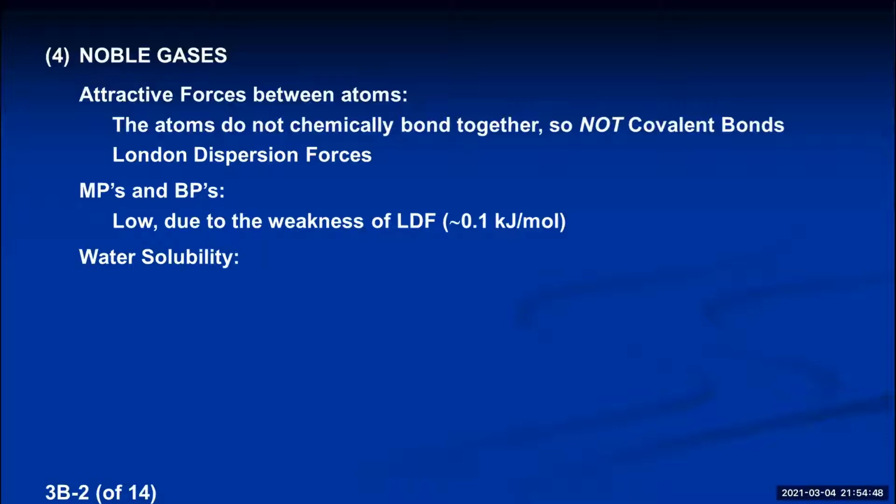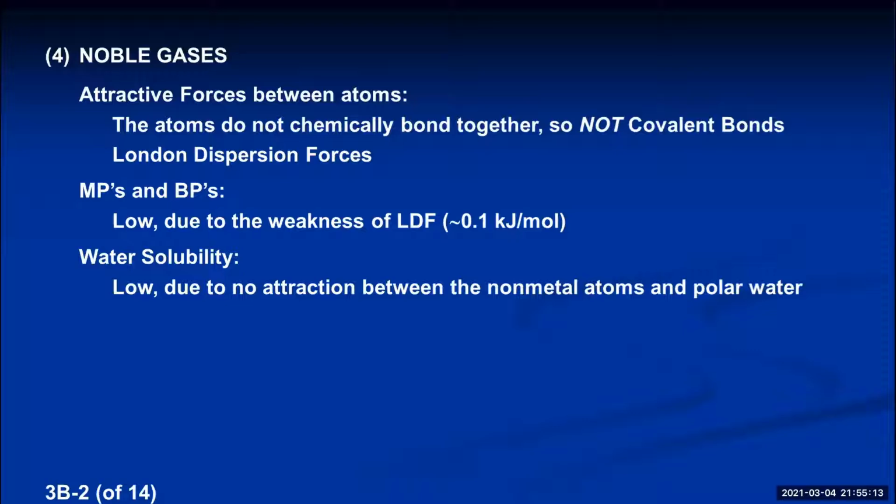In terms of water solubility, noble gases do not dissolve very well in water. That's because water, if you remember from yesterday, is a polar substance. It has positive and negative ends. So it will attract something and dissolve it if the other substance has positive and negative ends. But what are noble gases made up of? They're made up of atoms which are neutral. An atom doesn't have a positive end or a negative end, so the water has nothing to attract to it. So there's no real attraction between these nonmetal atoms of the noble gases and the polar water molecules, so they do not dissolve in water very well, okay?